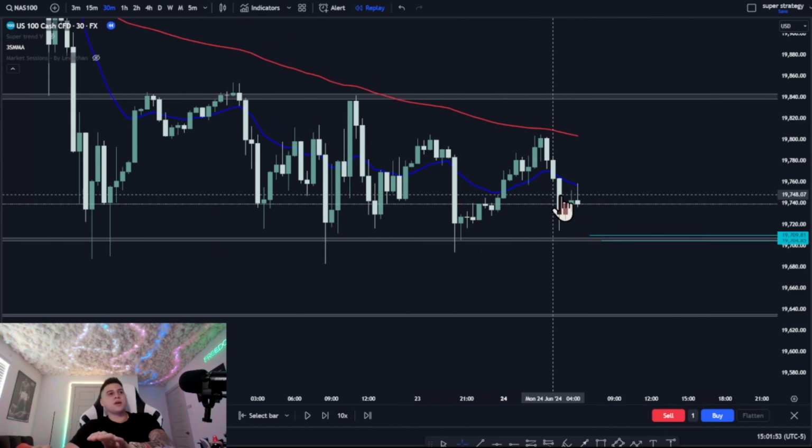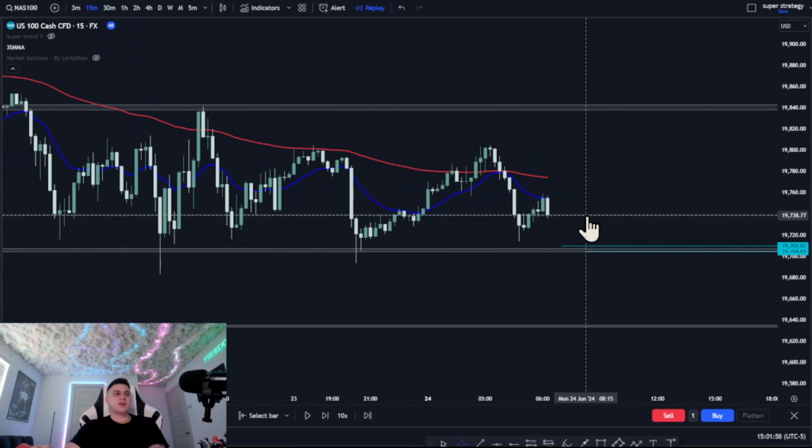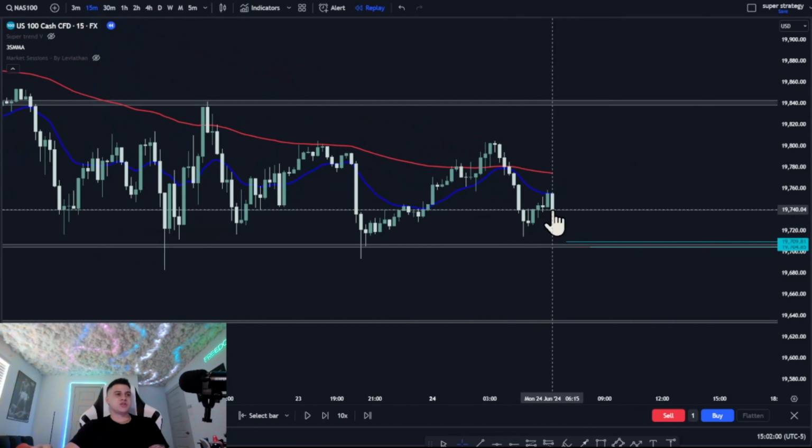Now, we also are below our 2 SMAs over here. So now I went down to the 15-minute time frame. On the 15-minute time frame, price starts to give us a small trend line over here.